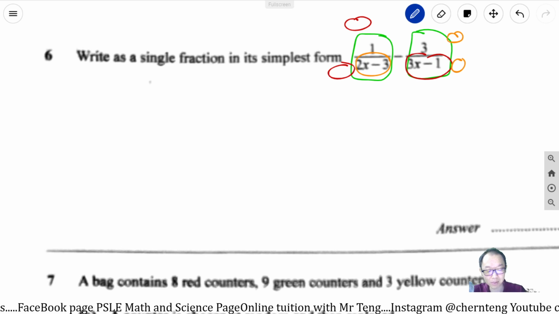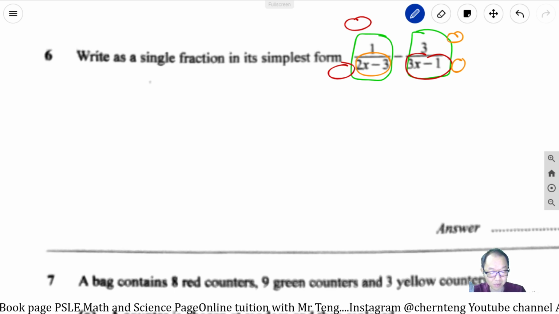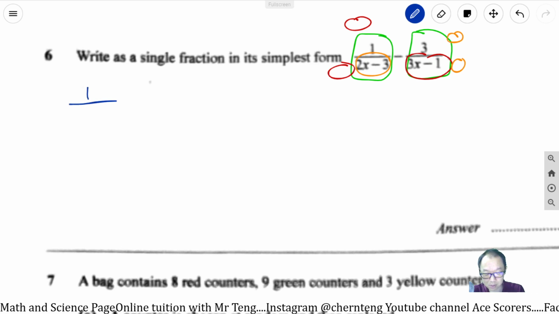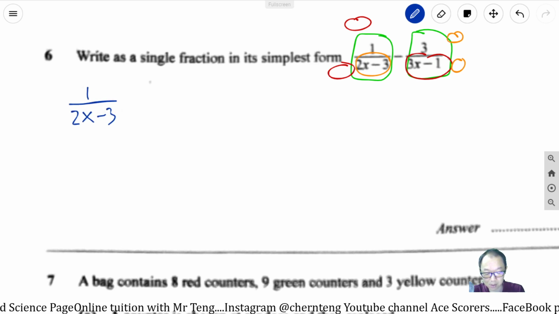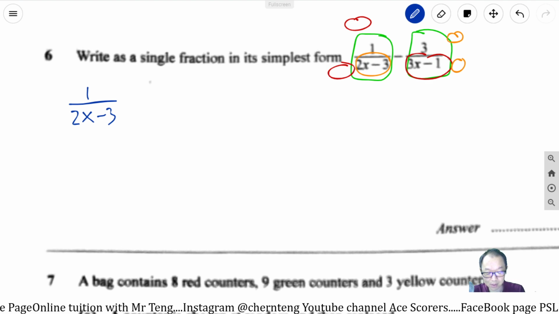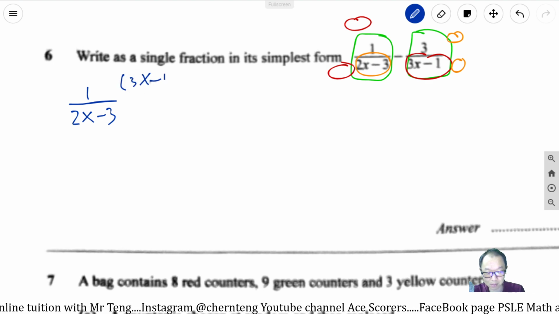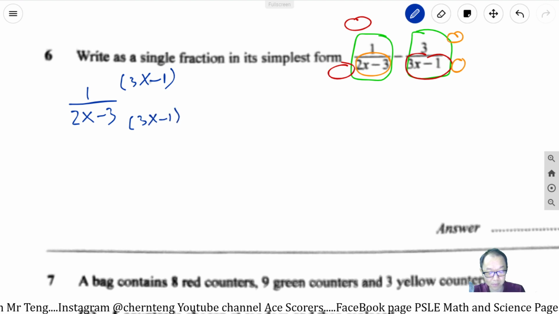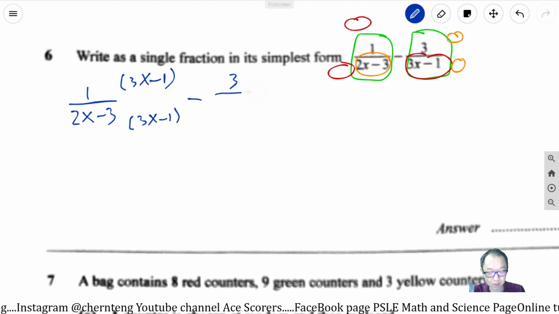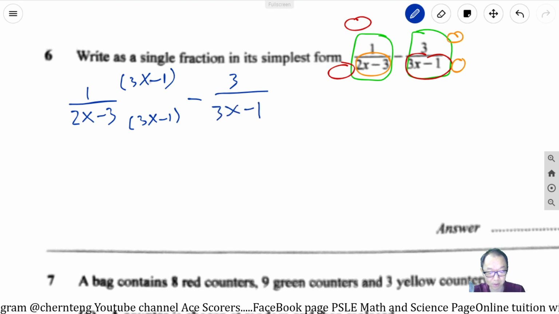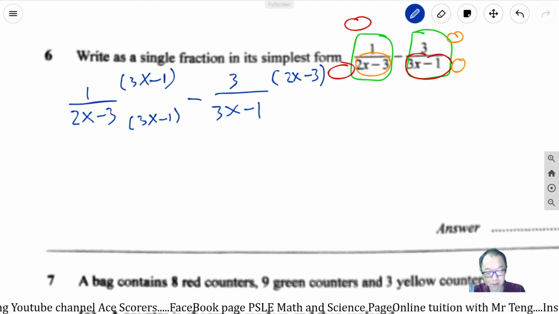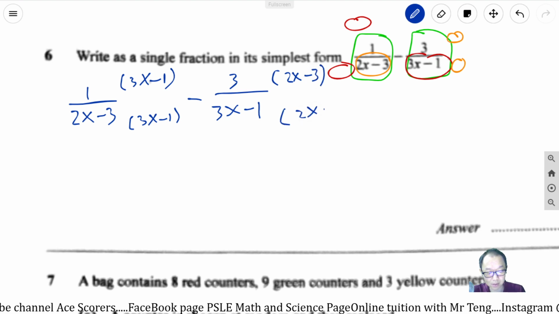Okay, so we're going to multiply. Where was I? Okay, we're going to multiply. So the 1 over 2x minus 3 must times 3x minus 1, and then the bottom 3x minus 1, take away 3 over 3x minus 1. So here you get the times 2x minus 3, 2x minus 3.